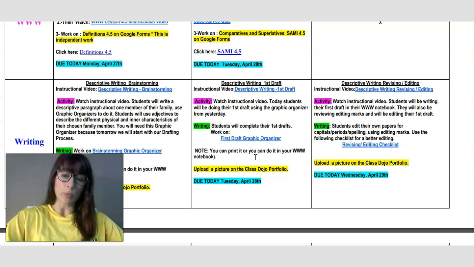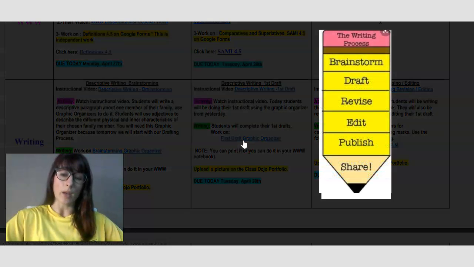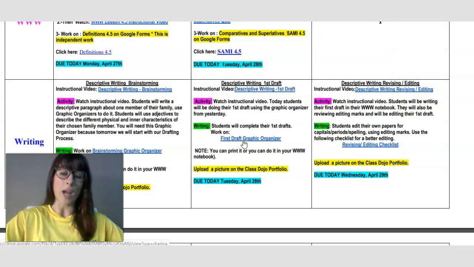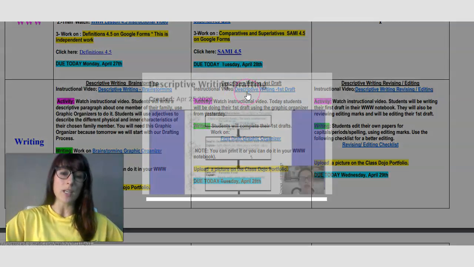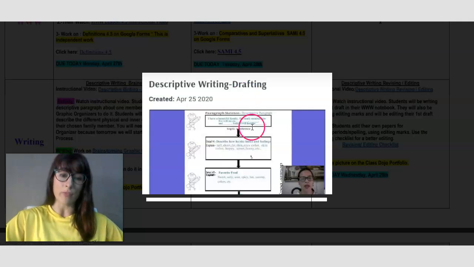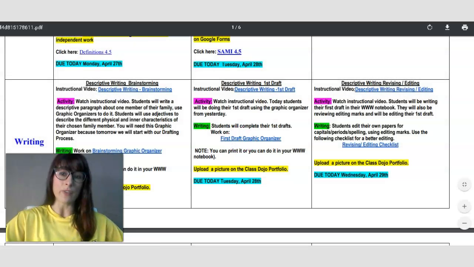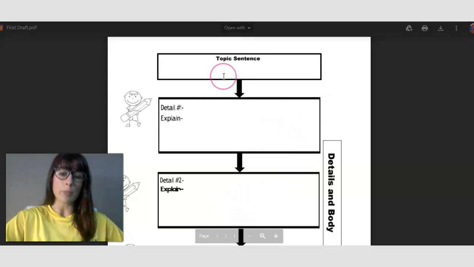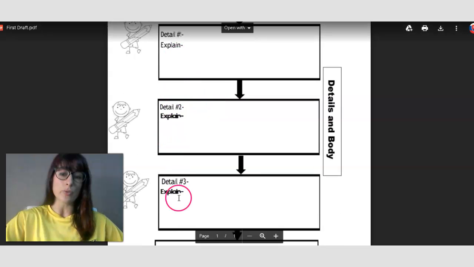Now, after you finish with your brainstorming, you will move on to this first draft graphic organizer. As you know, on our pencil of the writing process, first we brainstorm and then we move on to draft. So this is going to be the first draft. You will now be writing sentences, okay? Miss Sanchez in this video right here explains to you how you need to work on this graphic organizer. You will be given the topic sentence by Miss Sanchez. She gives you an example of it and you just have to copy and complete it with your information. And then we are asking, as you can see, for 1, 2, 3 details.